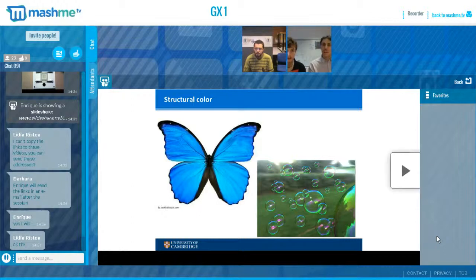So this is the morpho butterfly. We are going to talk about this in a moment. And on the bottom right, you see soap bubbles. And the colors you see on soap bubbles are also structural colors because it's called thin film interference. And so the soap and the water are transparent. So if you just look at the soap water solution, you don't see any colors. But as soon as you make a really, really thin film out of these materials, you suddenly see a color effect.